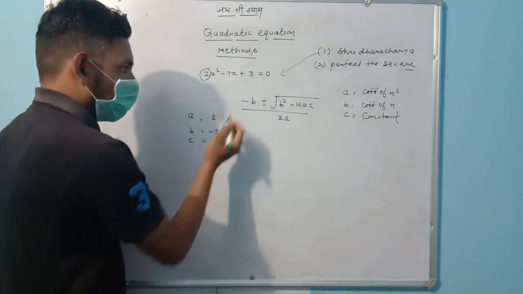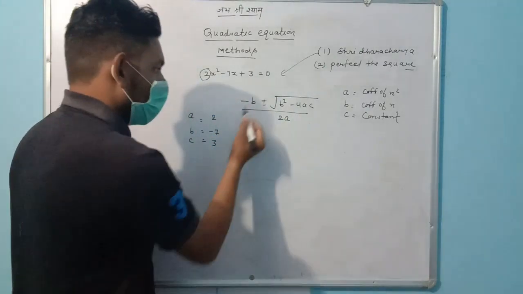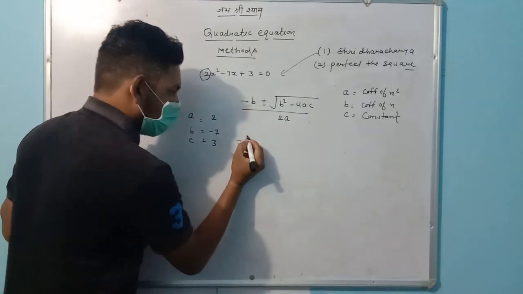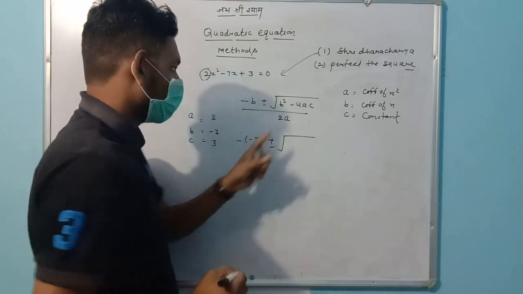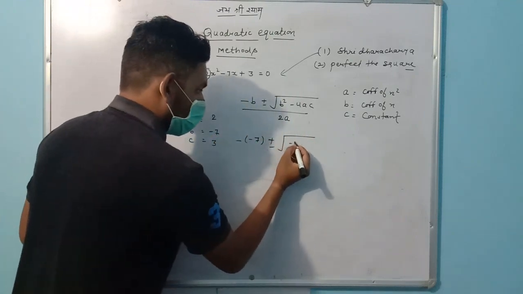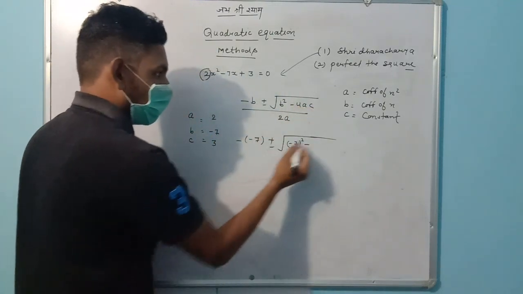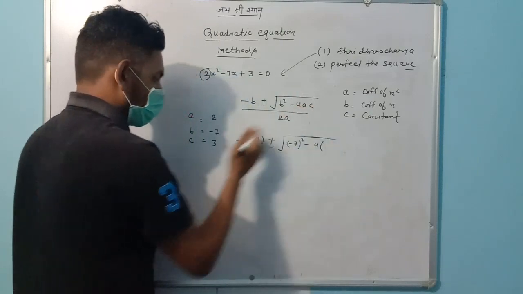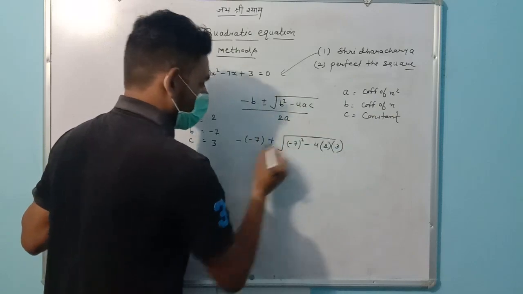And what is the formula? The minus sign is compulsory according to the formula. What is the value of b? Minus 7. Then minus 7 plus minus root b square, that is minus 7 square, minus 4ac. 4 is permanent. The value of a is 2, and the value of c is 3. And downside is 2a.